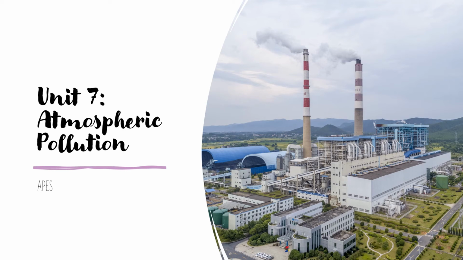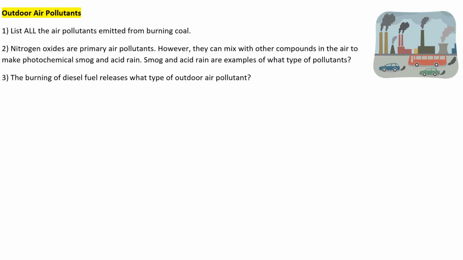Unit 7, Atmospheric Pollution. List all the air pollutants emitted from burning coal. So, the first one would be CO2, CO, sulfur dioxide, nitrogen compounds, particulates, heavy metals like lead and mercury.